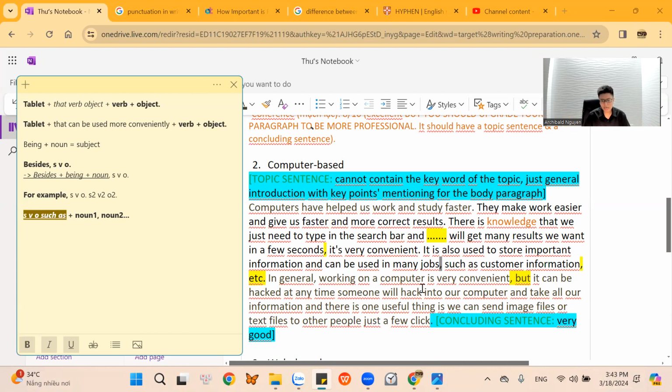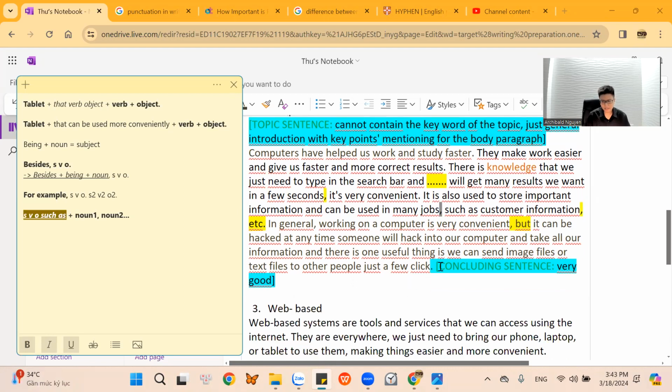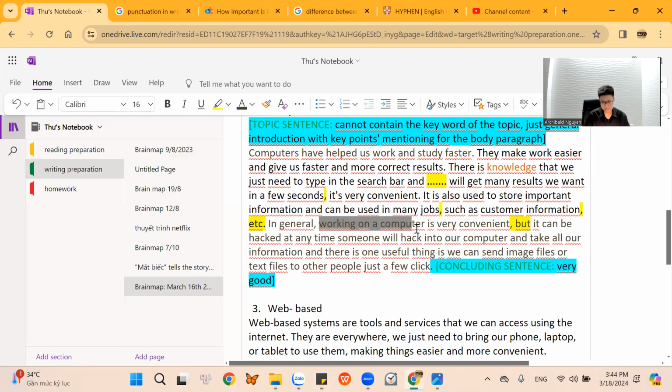In general, working on a computer is very convenient, but it can be hacked at any time. Someone will hack into your computer and take all our information. And one useful thing is we can send image files or text files to other people with just a few clicks. Something is missing here. And all right, how many sentences can I see in your big sentence?